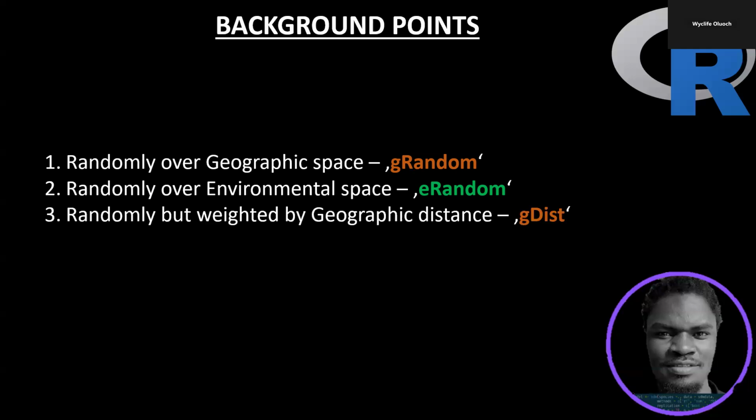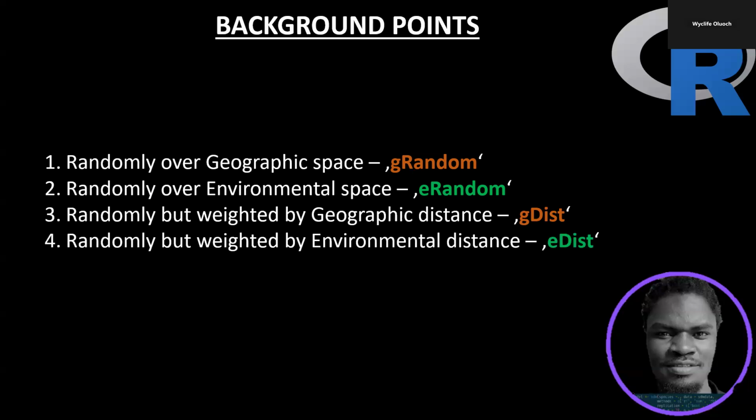Thirdly, we have GDist, which is random within the geographic space, but there is weighting for distance, in the sense that regions that are very far from the locations of the presence points are given more weight or are more likely to be picked as background points. Lastly, we have the edist, which is now taking environmental values that are quite dissimilar from the environmental variables at the presence locations.